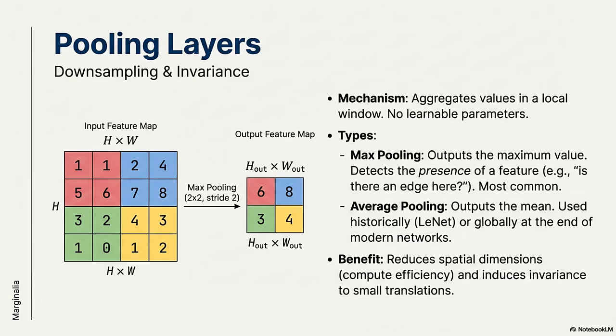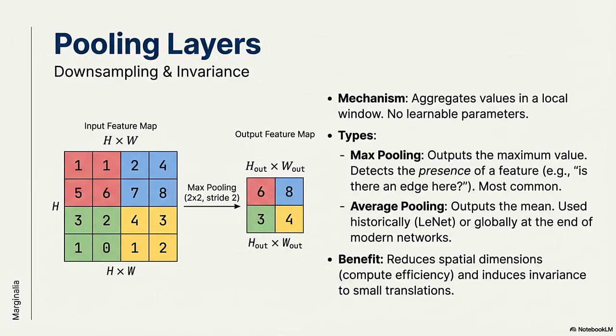All it does is look at a small window of values, say 2 by 2, and it outputs only the single largest value from that window. This is useful for two big reasons. First, it obviously reduces the size of our feature maps, making the network faster and more efficient. And second, it gives us a little bit of what we call translation invariance.